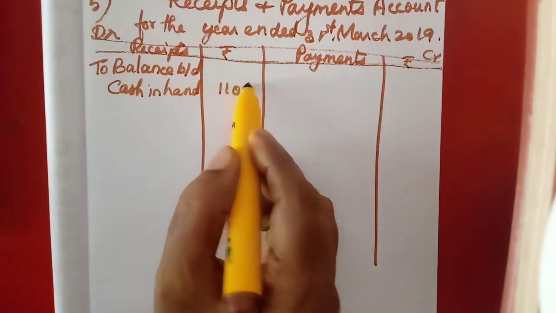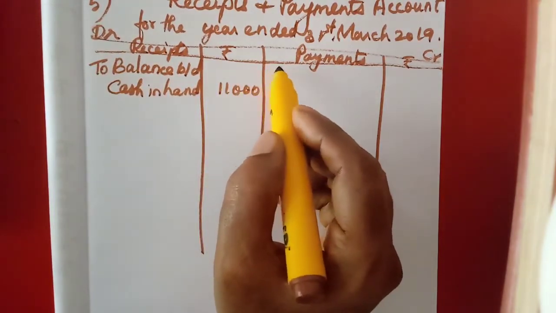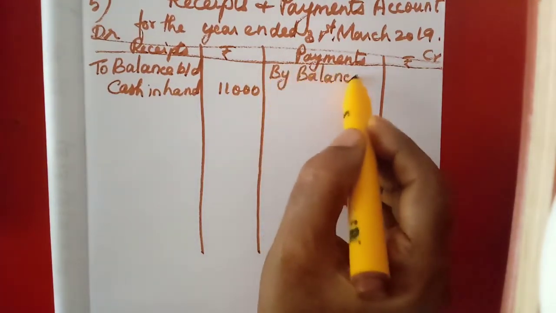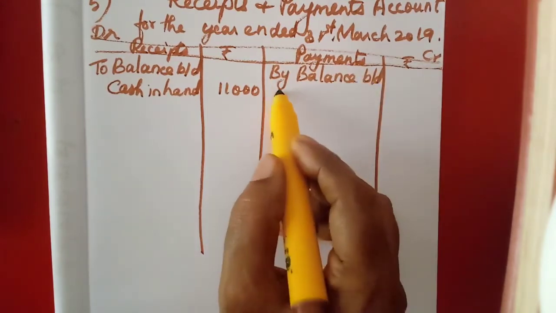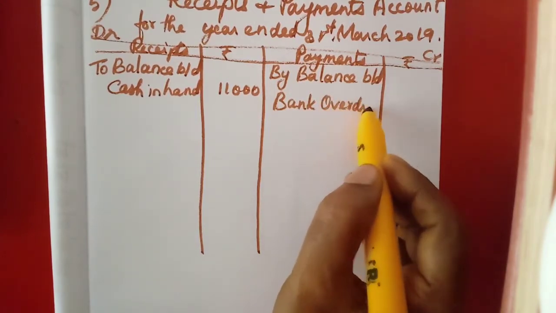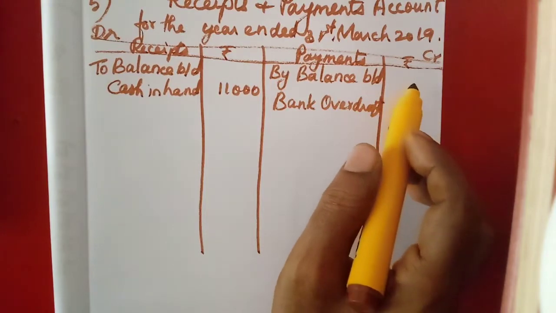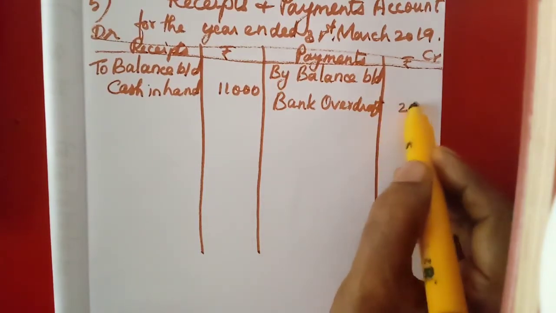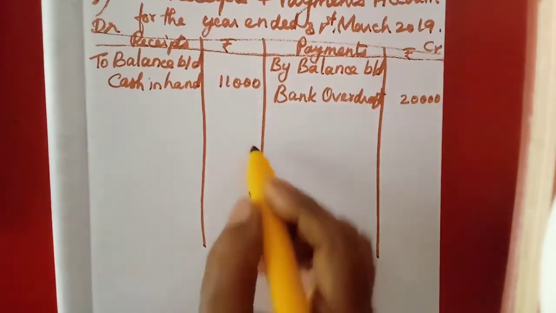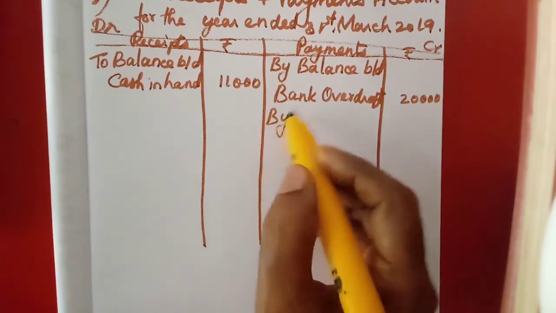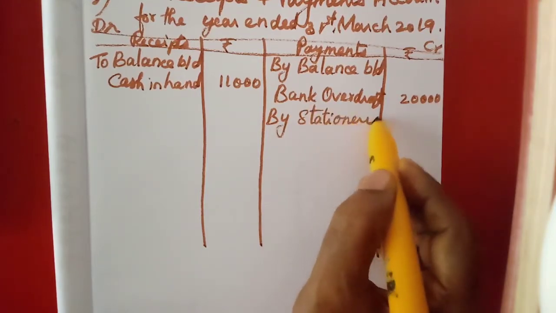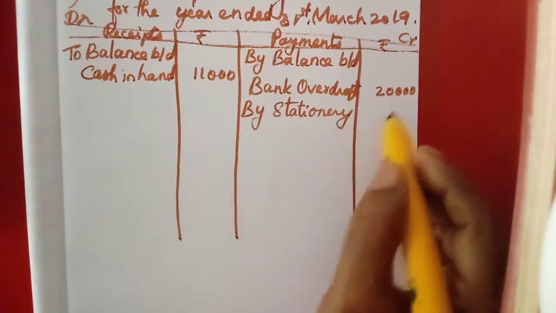11,000. Then the next one, bank overdraft balance. So that is a credit balance. By balance brought down bank overdraft, 20,000. Then stationery purchased. That is an expense, payment, by stationery, 5,200.